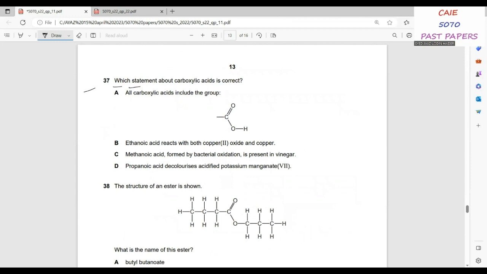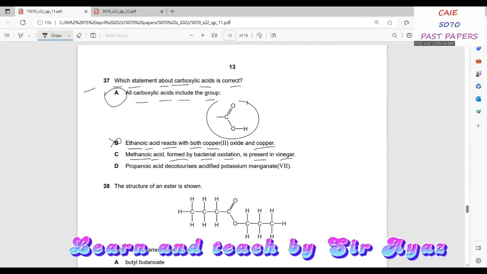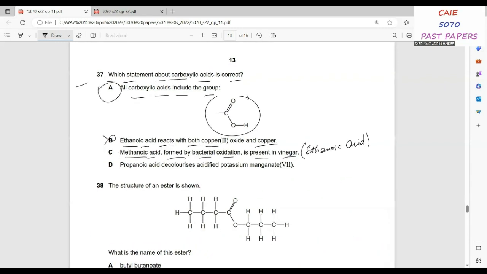37. Which statement about carboxylic acid is correct? A. All carboxylic acids include the group COOH. This is right. This is the only right statement. I am reading the other statements for your convenience. B. Ethanoic acid reacts with both copper 2 oxide and copper. This is wrong because copper is among the less reactive metals. C. Methanoic acid formed by bacterial oxidation is present in vinegar. So methanoic acid is not formed by bacterial oxidation. Instead, it's ethanoic acid. So this is also wrong.